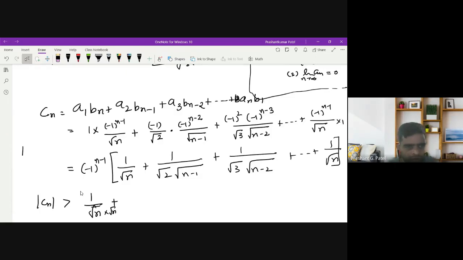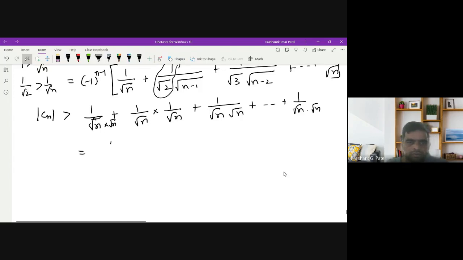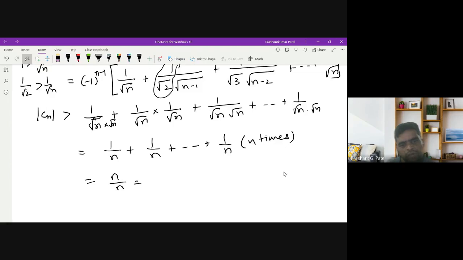Okay, so we have just used the concept that 1 is greater than 1 upon root n. In the same way, 1 upon root 2 is greater than 1 upon root n. So plus 1 upon root n into 1 upon root n. The same way we can say that 1 upon root 3 is greater than 1 upon root n, and so in the last one also we have used that. But what is this quantity? We will have 1 upon n plus 1 upon n up to 1 upon n, n times. So it is n upon n, which is 1. So I can say that the modulus of Cn is greater than or equal to 1 for any n.